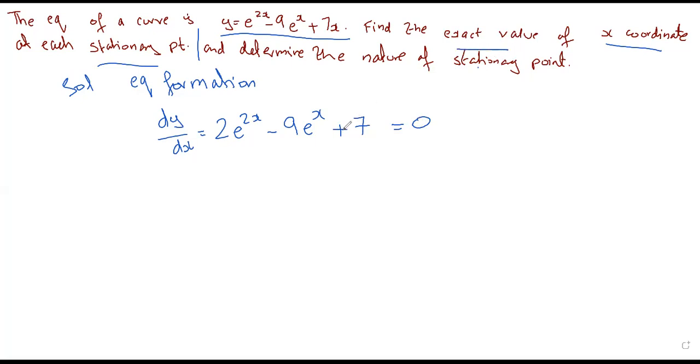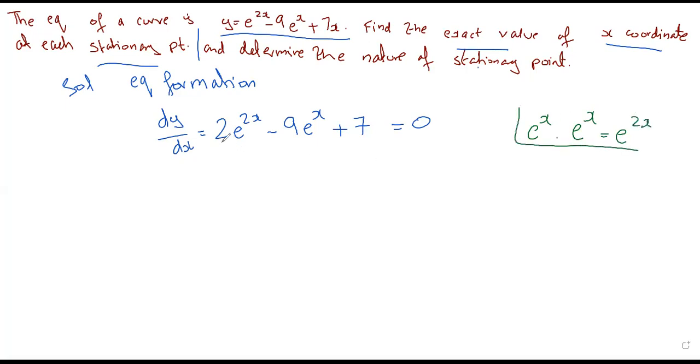So how are we going to find the exact value? You can write e to the power x as u, or we can simply see that here we need two numbers such that their product is 14 e to the 2x, and if we subtract them, our answer is minus 9 e to the x. One thing which we know is e to the x into e to the x would be e to the 2x.